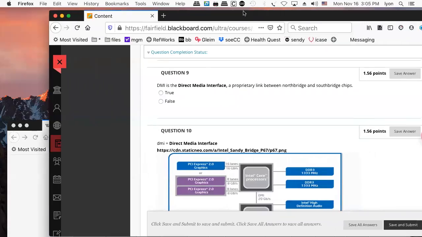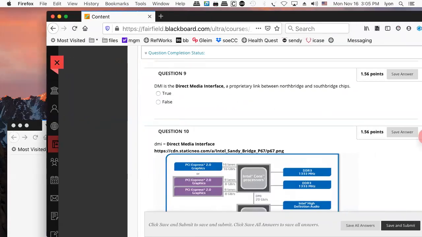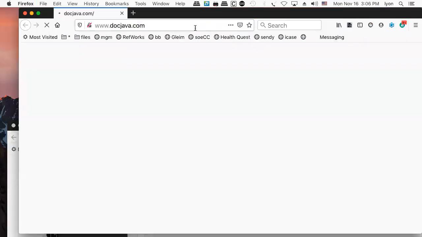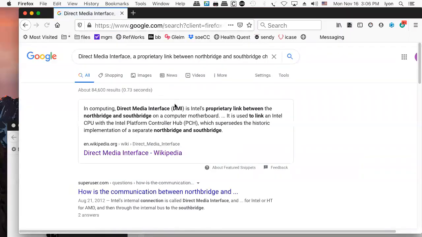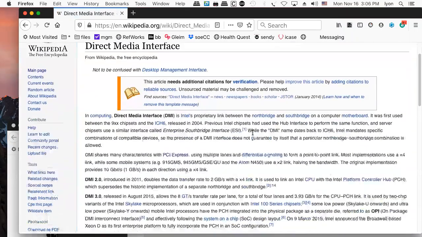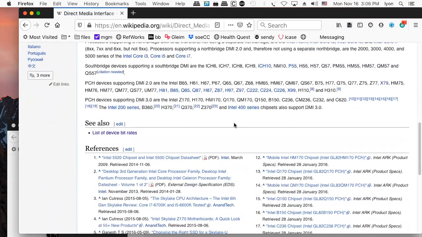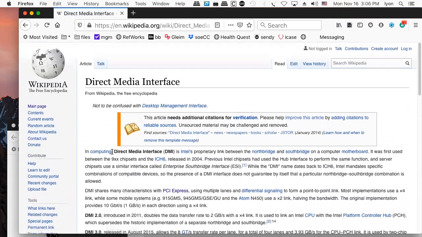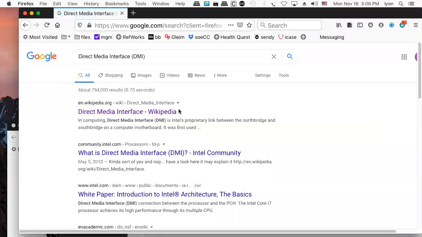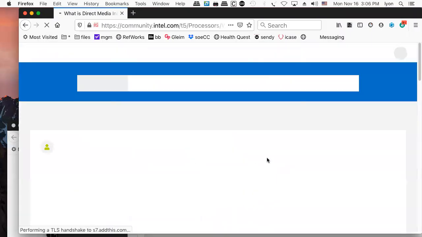So now let's look at this next question here. This is question 9. DMI is the direct memory interface, a proprietary link between Northbridge and Southbridge chips. So what is that? What are Northbridge and Southbridge chips? So you can look it up. And I think it's important for you guys to look at these things up and know. Proprietary link, direct memory interface. So it is a proprietary link. But what do we know about it? It's proprietary. Maybe they won't tell us. Direct memory interface. They should tell us, right? I mean, that sounds like a thing.